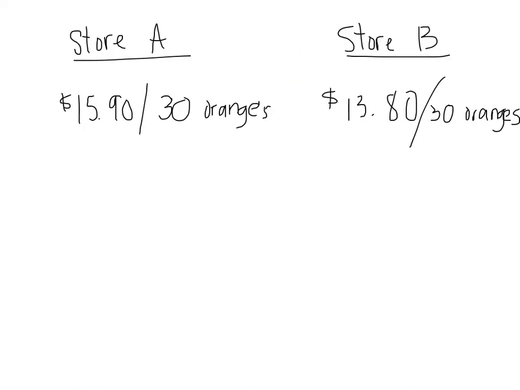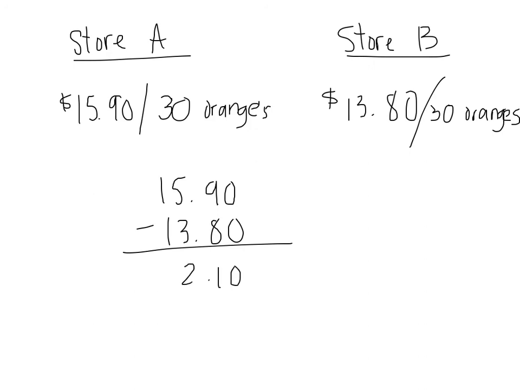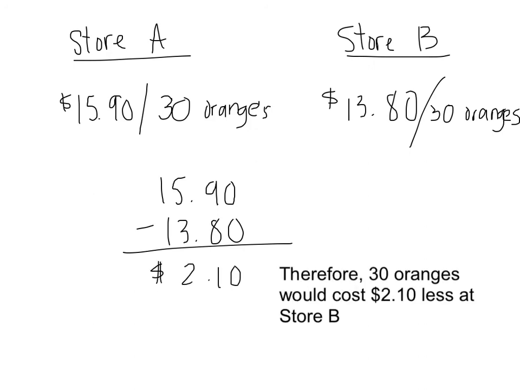Now that we know the total cost for 30 oranges from each store, we need to figure out how much less the oranges cost at store B. Well, we know that store A costs more, and we want to know the difference between the two. So we're going to subtract $13.80 from $15.90 to figure out how much less it's going to cost. And when we subtract this, we get $2.10. Therefore, 30 oranges would cost $2.10 less at store B.